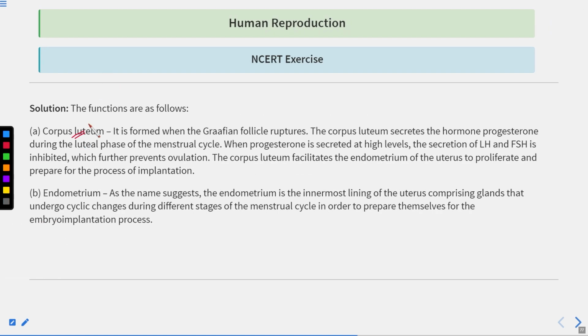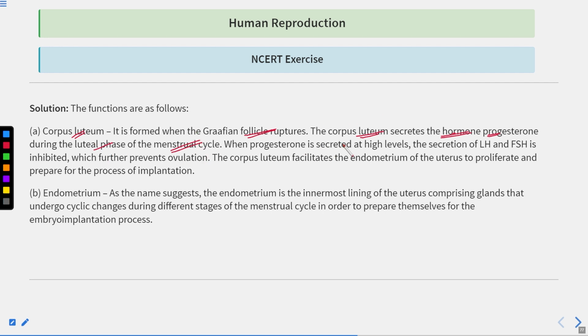So let's talk about the corpus luteum. It is formed when the Graafian follicle ruptures and releases the ovum or the secondary oocyte. Now the corpus luteum is a temporary endocrine gland, and it secretes hormones such as progesterone during the luteal phase of the menstrual cycle. Clear?